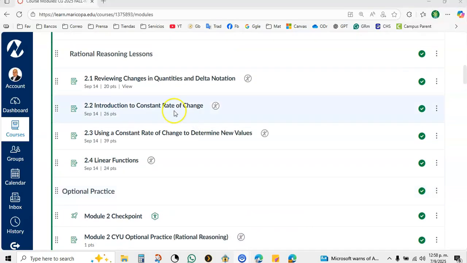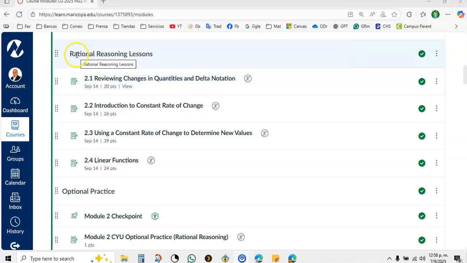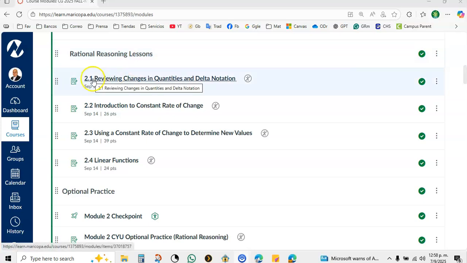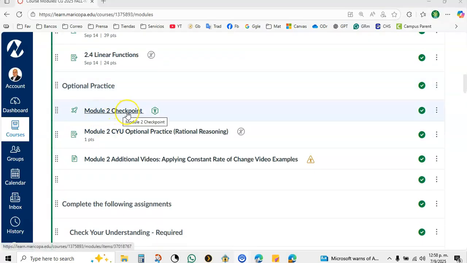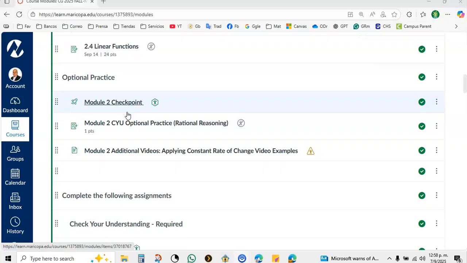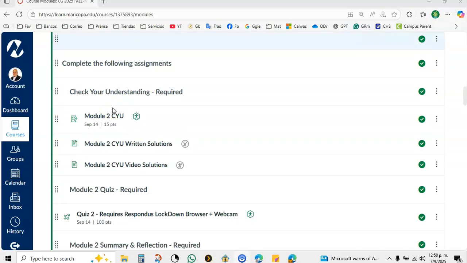So that means, again, you have to cover 2.1 using the rational reasoning learning system. Then when you finish 2.1, 2.2 will be unlocked, and so on. Then you will have the optional practice, the module 2 checkpoints that you have to cover, and then the rest of them are going to be unlocked.